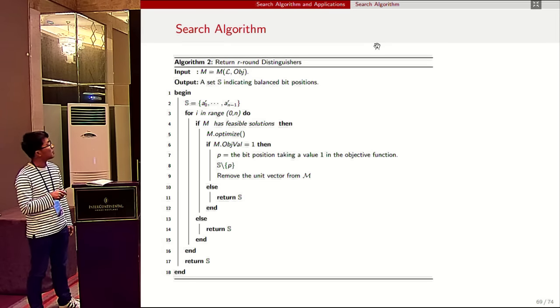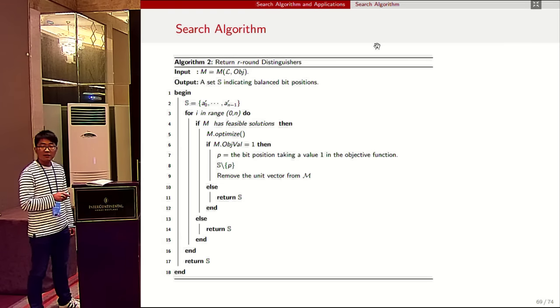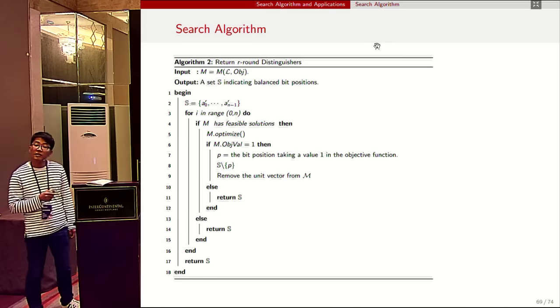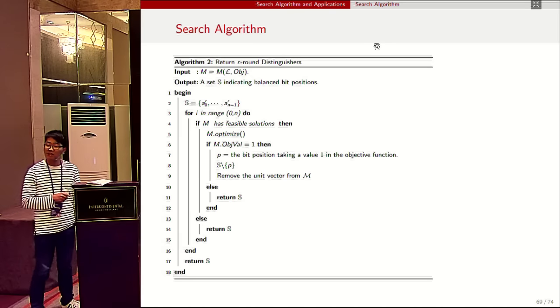If the objective value equals 1, we have found a unit vector, and we let P denote the bit position taking the value 1 in the objective function. In this case, P is an unbalanced bit position, so we need to exclude P from S and remove the unit vector from M, and we try to optimize this model again. So if this procedure stops, we will get a set S as the output. If this set is empty, then an R-round integral distinguisher doesn't exist. If this set is non-empty, then we have found some balanced bit positions for R-round encryption.